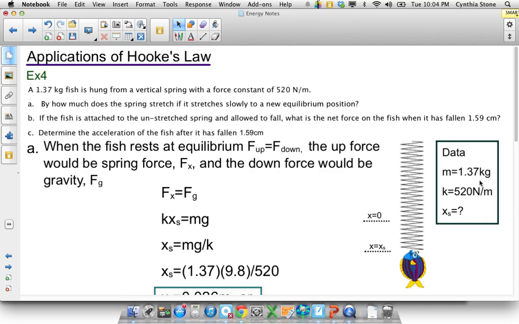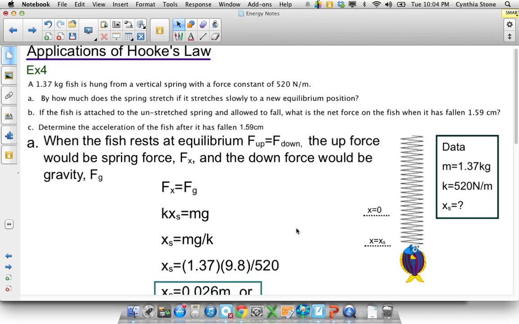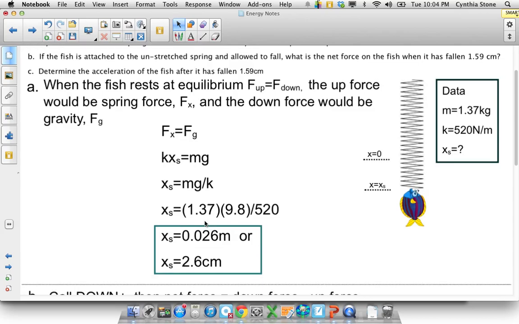Okay? So if I look at the fishy, I can say, well, again, at the stretched equilibrium, it's sitting there, so the up force must equal the down force. It's got no net force on it. The up force would be spring, and the down will be gravity, so you equate the two. Right? So K times the stretched equilibrium equals mg. Just turn around and solve.